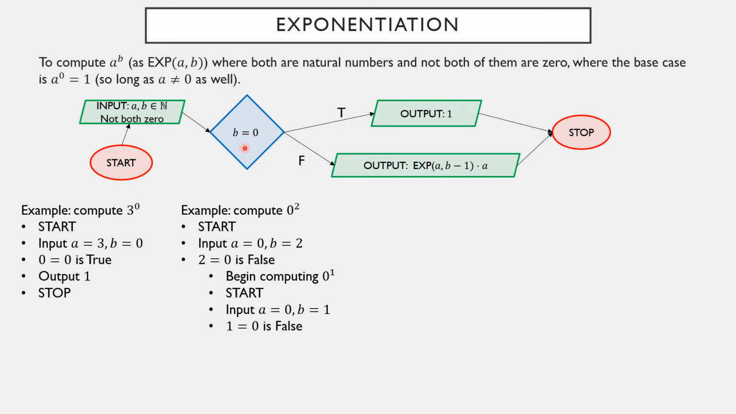Is b 0? Nope, that's false. So I come here and I start trying to compute a to the b minus 1. a was 0, b was 1, so now I have 0 and 0. That's an error. I cannot input both numbers being equal to 0. So somehow, this algorithm is kind of broken. When I attempted to compute 0 squared, we were ultimately asked to compute 0 to the 0.